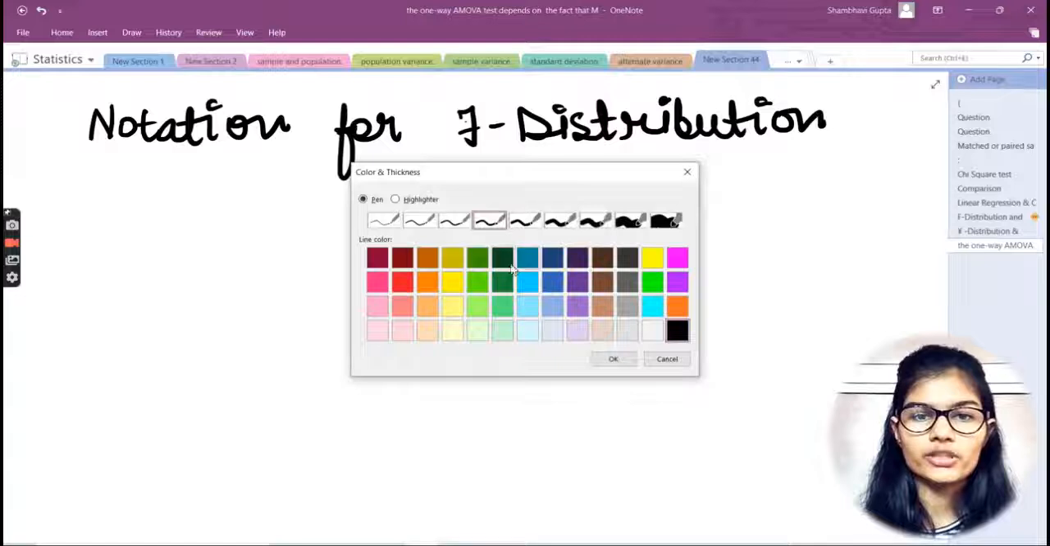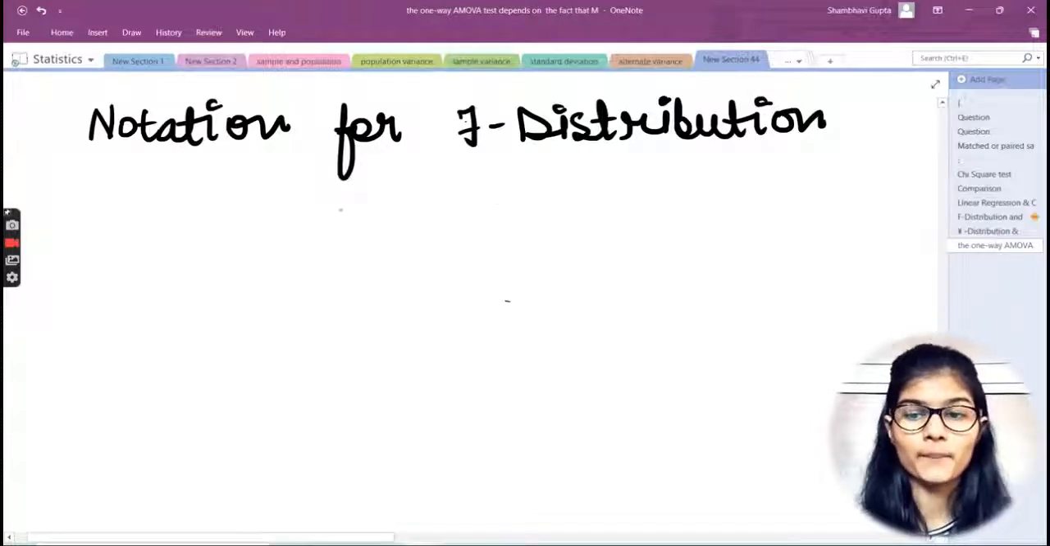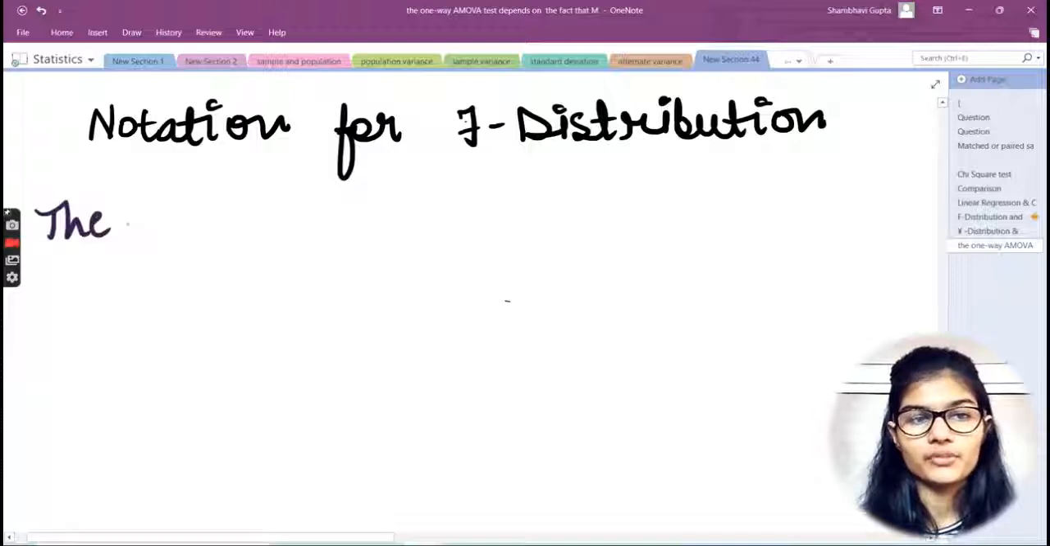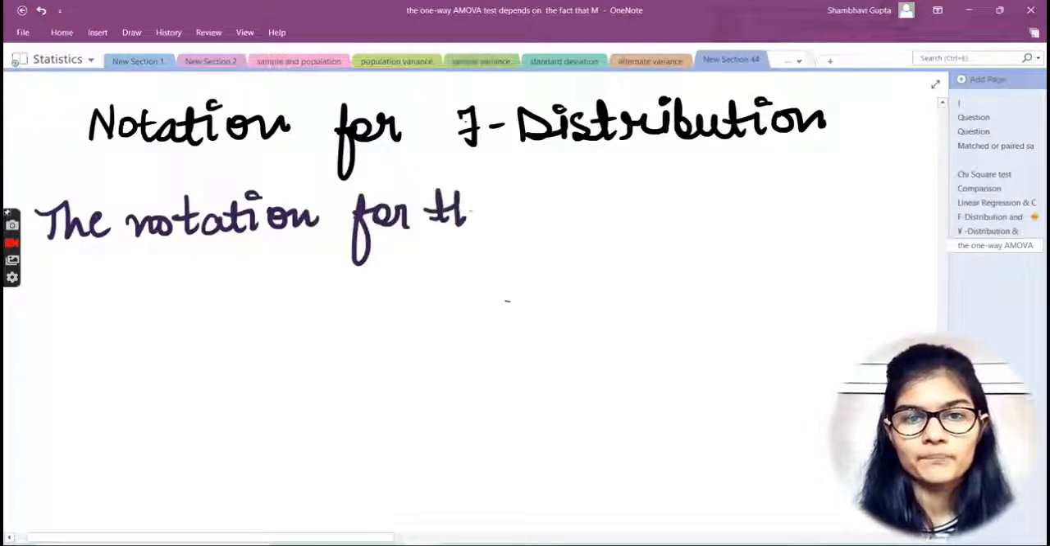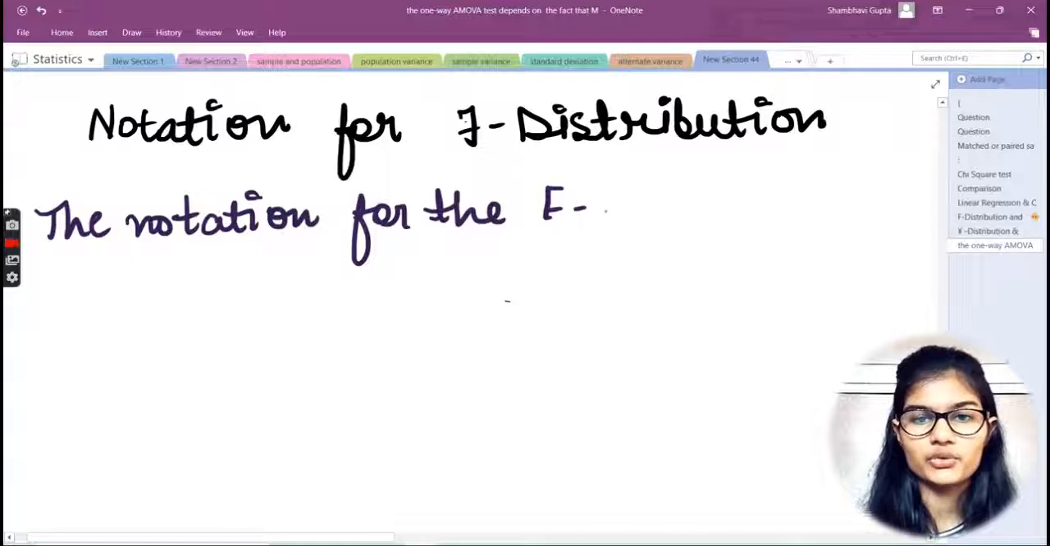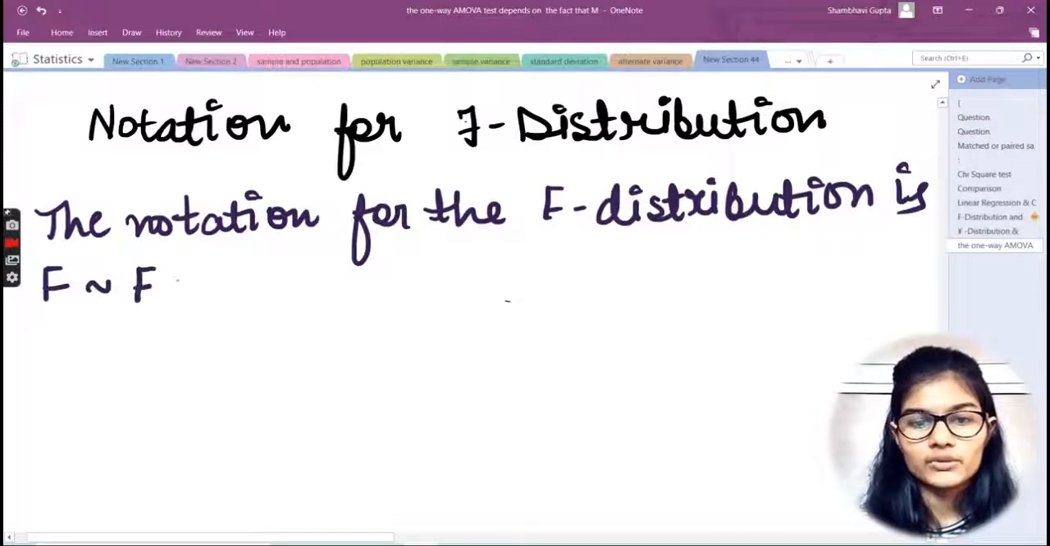So we'll be seeing how we denote the F distribution, what symbols we use and all those things. I'm going to start writing here the notation for the F distribution. The notation for the F distribution is F approximately equal to F.